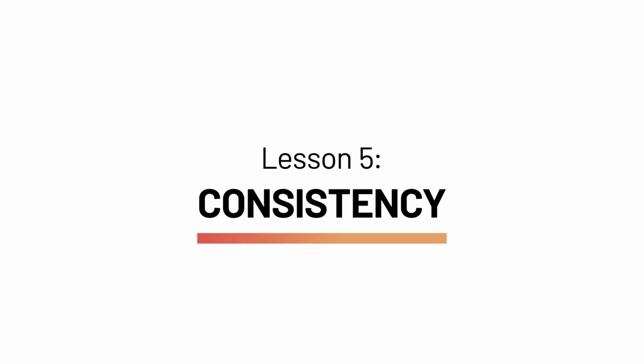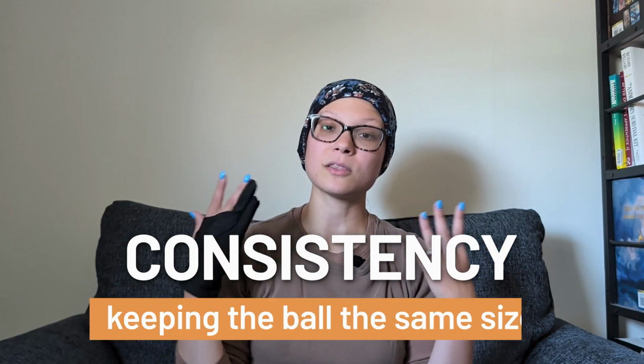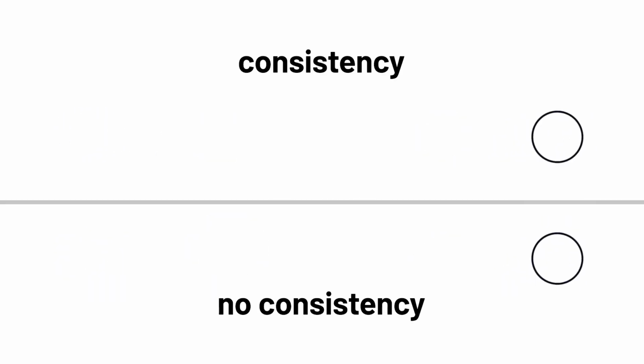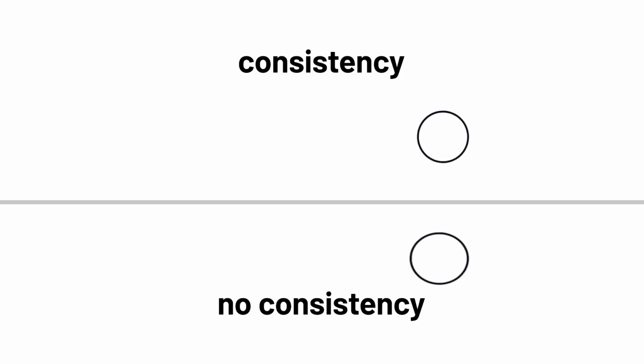Lesson 5, consistency. Consistency is about keeping the ball the same size, unless you are growing or shrinking this ball on purpose. If you don't have consistency, your animation can look like this. It's the same timing, spacing, anticipation, everything we talked about, but without the consistency. Right now, in the current exercise you're doing, you have it very easy.